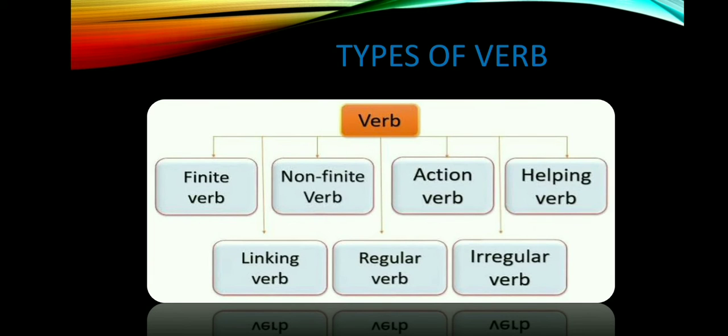So if we basically see, these are the types of verb: finite verb, non-finite verb, action verb, helping verb, linking verb, regular verb, irregular verb.